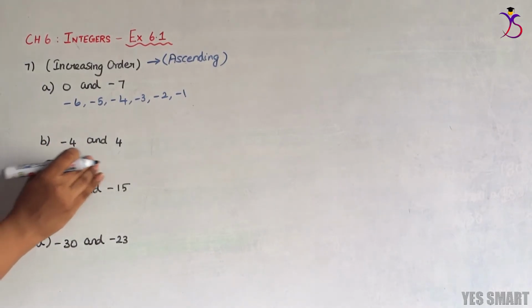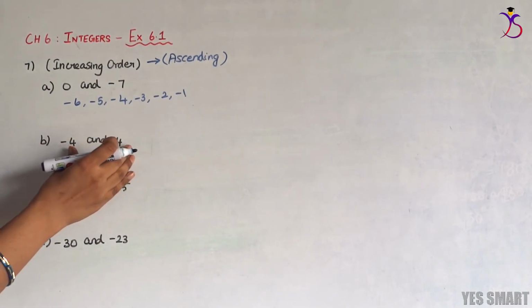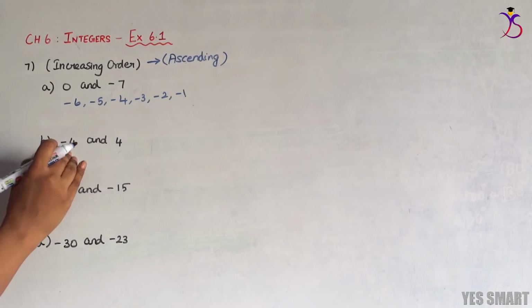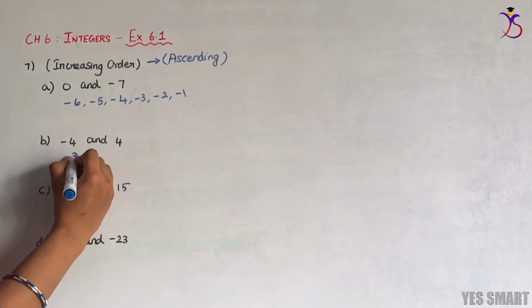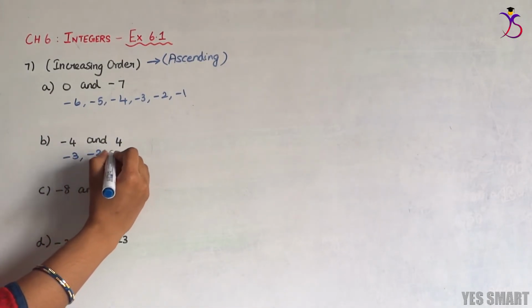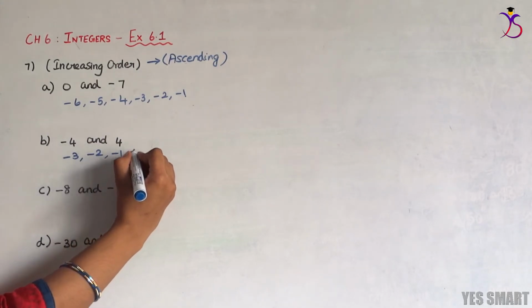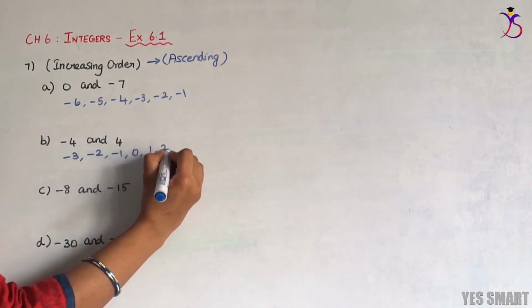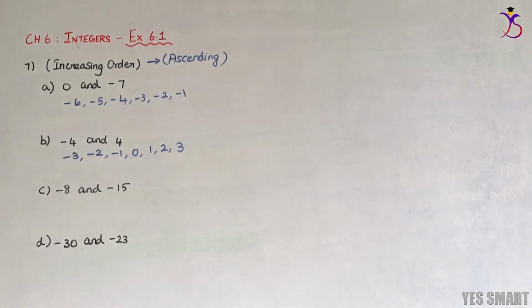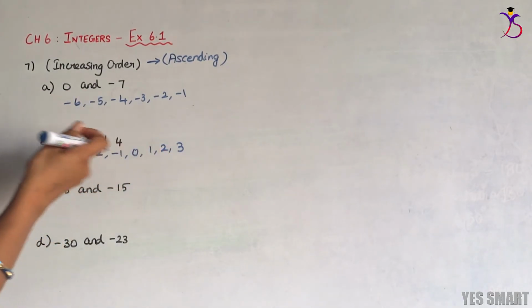B sum, minus 4 and 4. Same way I am starting from minus 4 as it is in the left hand side of 4. So if I have to start from minus 4, the next numbers in the number line are minus 3, minus 2, minus 1, 0, 1, 2, 3. So I have just traveled in the right hand direction.